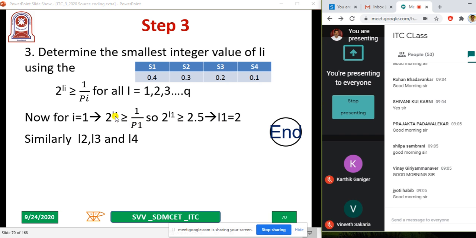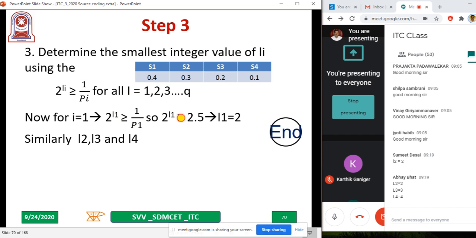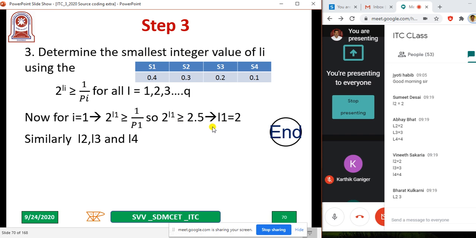What is the L2? 2 raised to L2 is greater than or equal to 1 by P2. What is the P2? It is given as 0.3. 1 by 0.3. 2 raised to L2. Okay, L2 equal to 2, 3, 4. Very good.